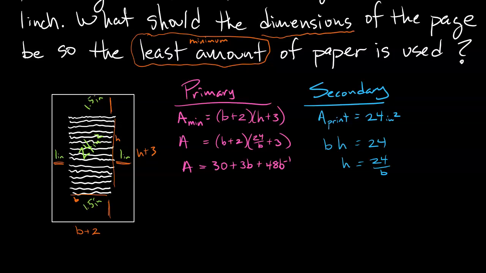Perfect. So our goal on getting the minimum would be from the derivative. So A prime would be 0 plus 3 minus 48b to the negative 2. Now we need to look for when the derivative is equal to 0 or undefined. Well, right away I know that I have an undefined value at 0.